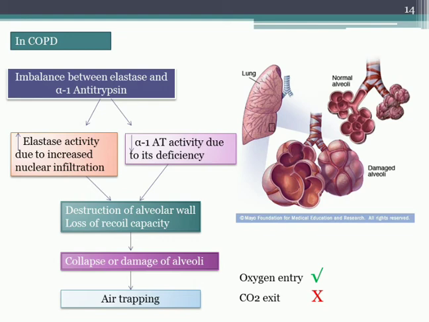So you can easily understand from the picture. There is a damage of the alveolar wall. So now you can guess the definition. We have already read out the definition, and it is clearly stated that it is a combination of damage of the alveoli along with the loss of recoiling capacity. So the air will be trapped inside the alveoli, and oxygen entry into the tissues will be there, so that the patient will remain well oxygenated, but carbon dioxide exit will not be there. So the patient will have to struggle for exhalation.